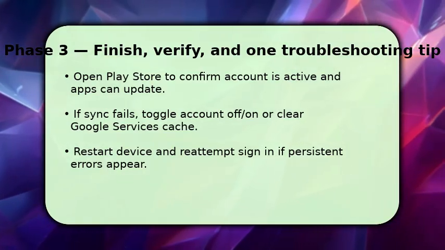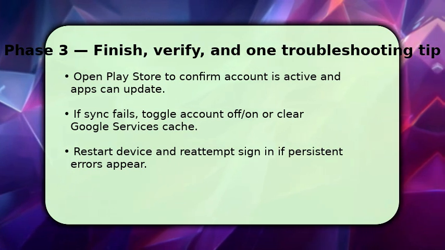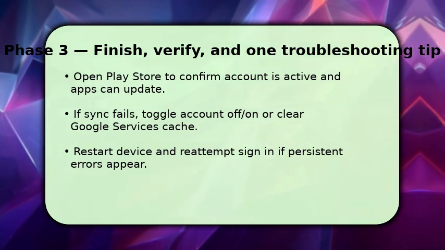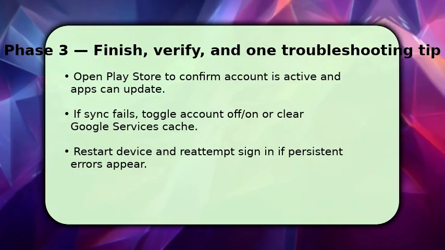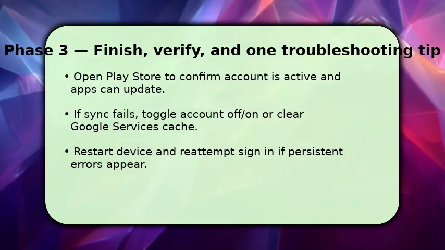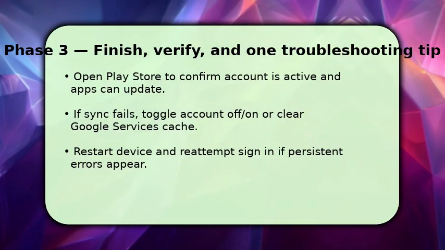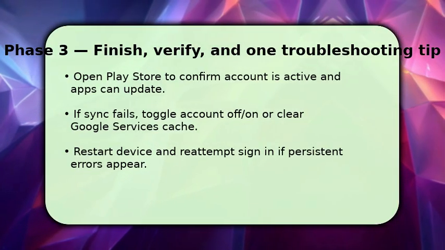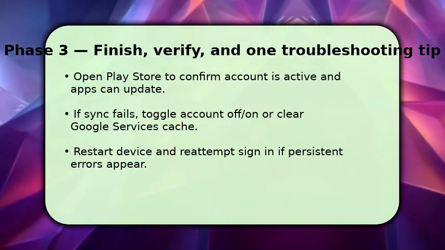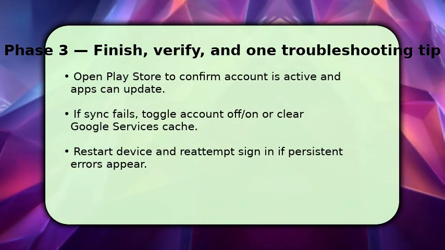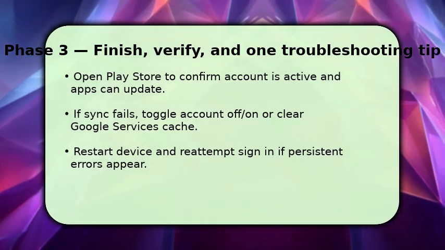If something fails, toggle individual sync switches, then try clearing cache for Google Play Services and Google Play Store. This resolves token errors. If problems persist, remove the account and add it again, then restart the phone. You do these steps because cached credentials or MIUI restrictions often cause sign-in issues. Restarting refreshes services and usually completes the setup.